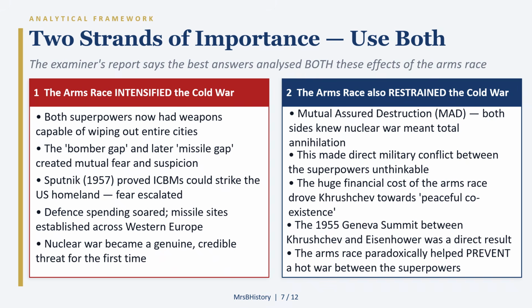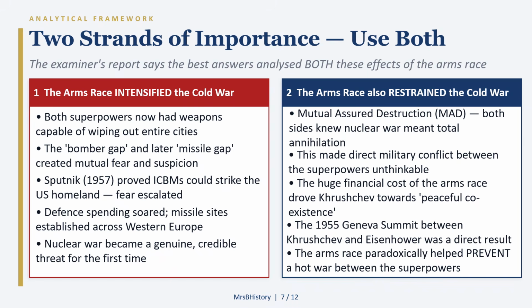Both sides now had weapons capable of wiping out entire cities. The bomber gap and then the missile gap created mutual fear and deep suspicion. Sputnik proved that ICBMs could strike the US homeland. Nuclear war became a genuine, credible threat for the first time. Defense spending soared and the Cold War became more dangerous.